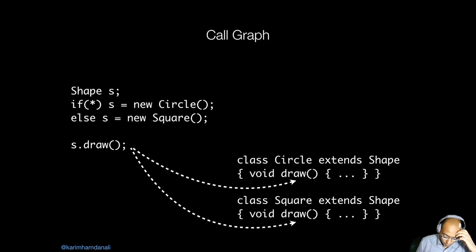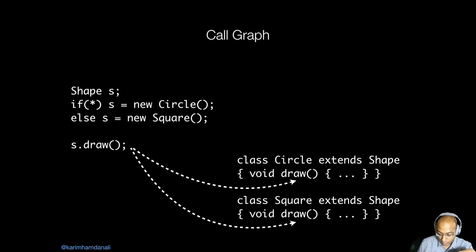So what is really a call graph and what does it look like? What kind of data structure is it? If you have seen any kind of code like this before, this is code from a Java-like language, could be Scala as well, where you have a shape class, a circle class, a square class, and here you have a method called s.draw.